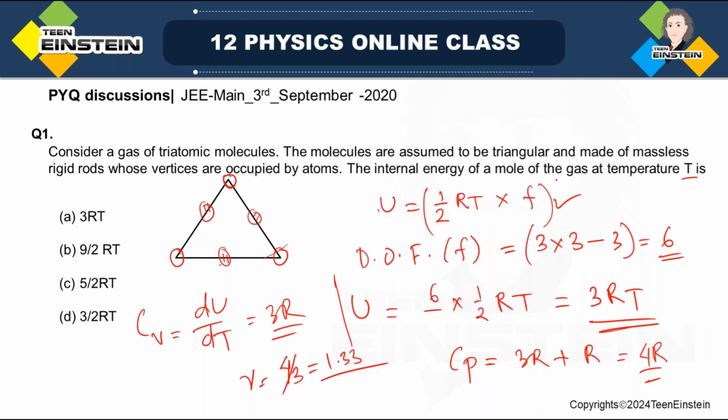And here, see one more point. Here it was given only for 1 mole. If it is given that there are n moles, then you have to multiply by n also here. Okay, the number of moles you have to multiply.